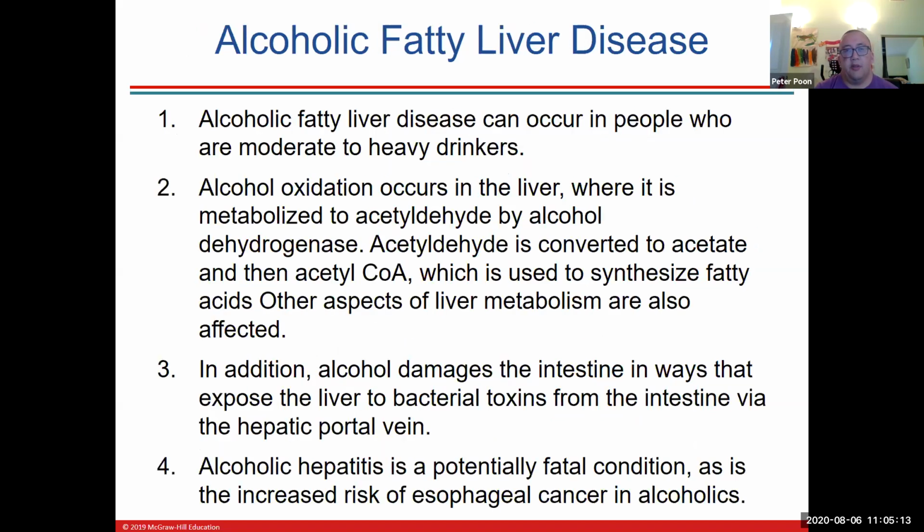So that's pretty straightforward. Alcoholic fatty liver disease occurs in people who are moderate to heavy drinkers. Alcohol oxidation occurs in the liver where it's metabolized to acetaldehyde, which is then converted to acetyl-CoA, which is then shunted into fatty acid pathways.